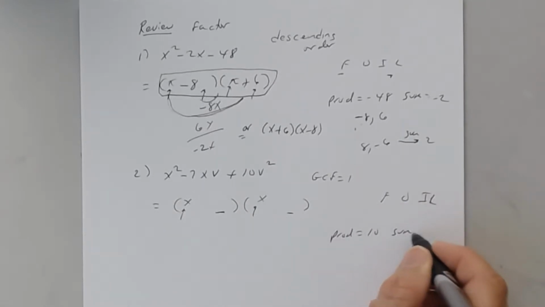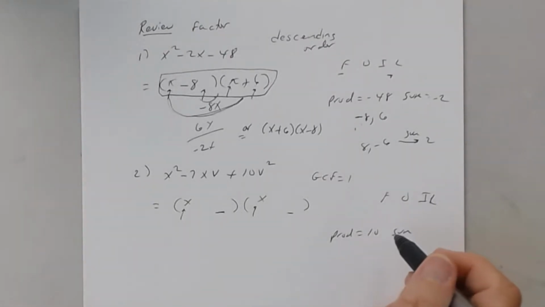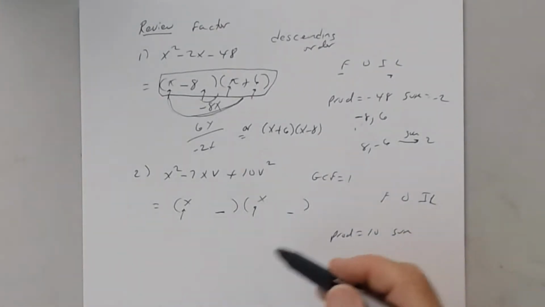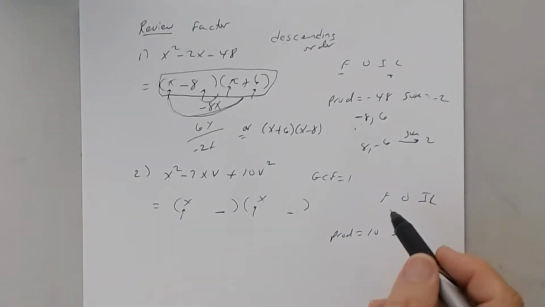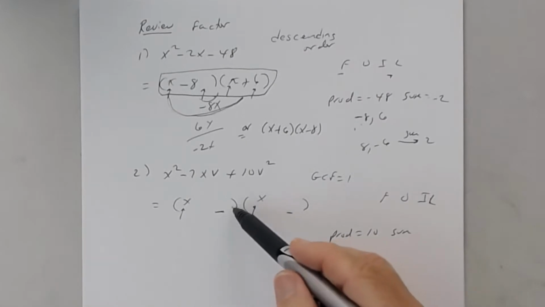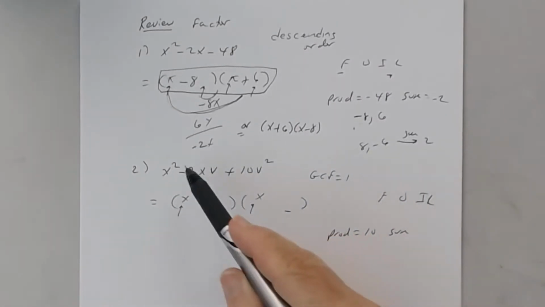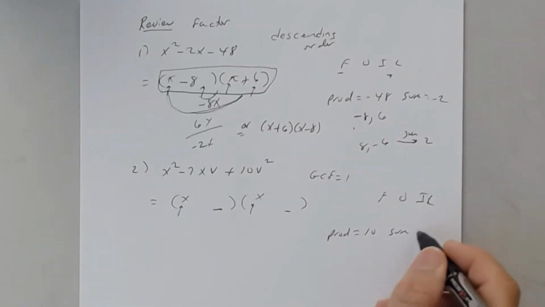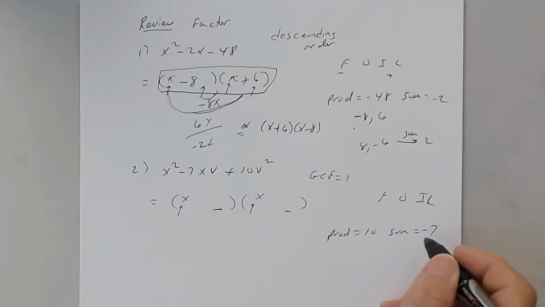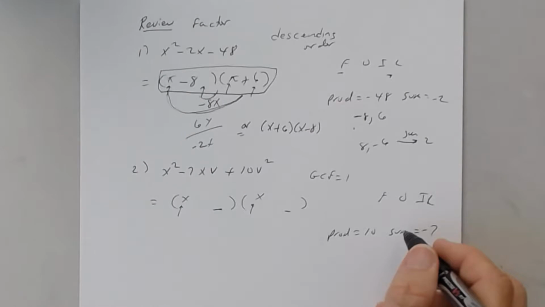But I need the sum. Now, be careful when we do the trial and error in a little while. That idea is going to be a little bit different. But since the coefficient of x squared is 1, you want two numbers whose product is 10 and whose sum is what? Negative 7. What do you think works? Negative 5 and negative 2, right?